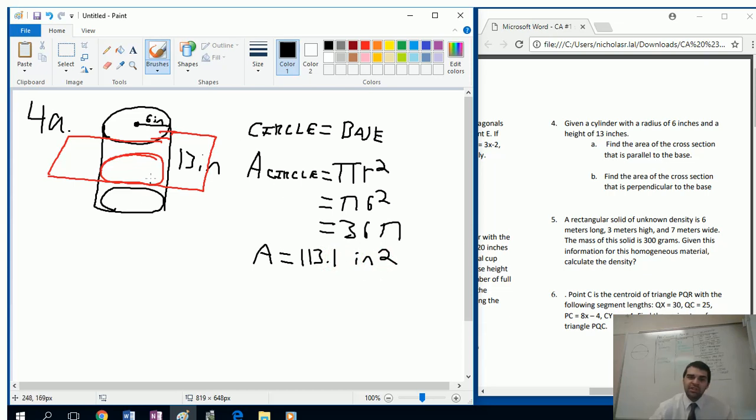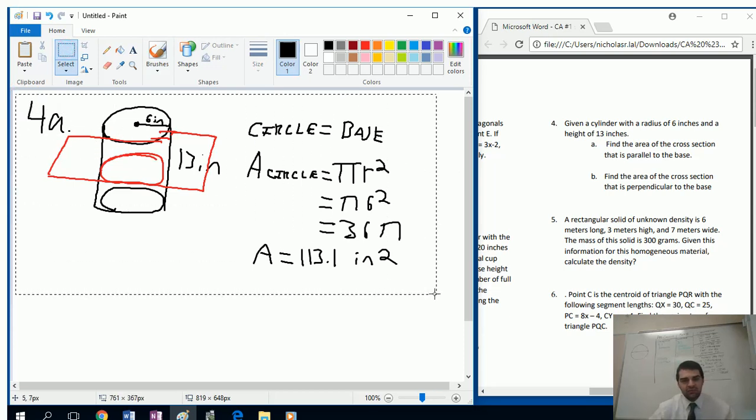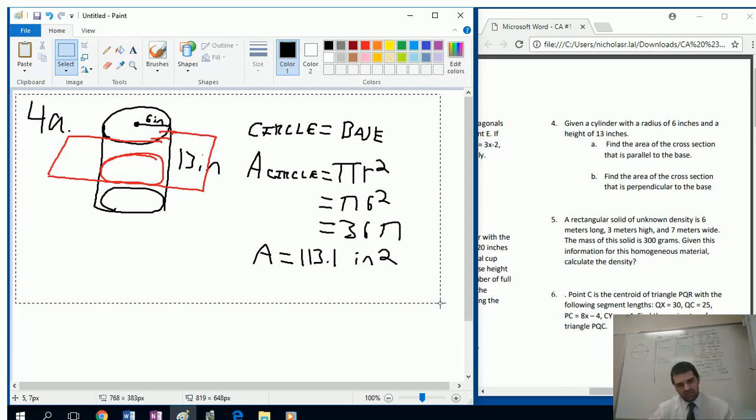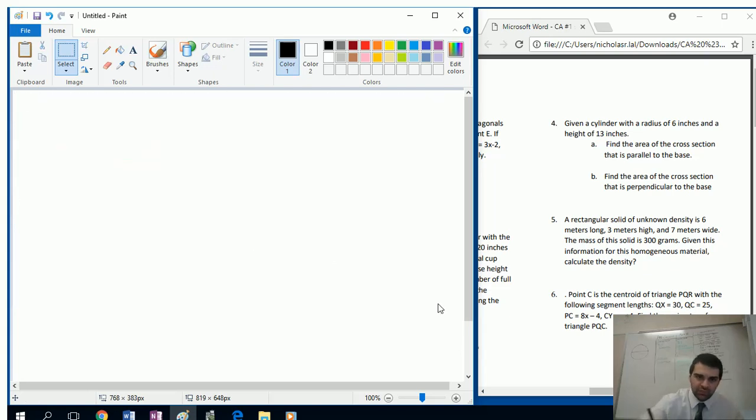Now the area perpendicular to the base. Instead of parallel, it's going to be perpendicular. Let's draw our cylinder again. In fact, let's get our 4A. So 4A, pause it if you need to get this information again, but the cross-section parallel to the base creates a circle. We found the area of the circle. Perpendicular to the base, that's going to be 4B.